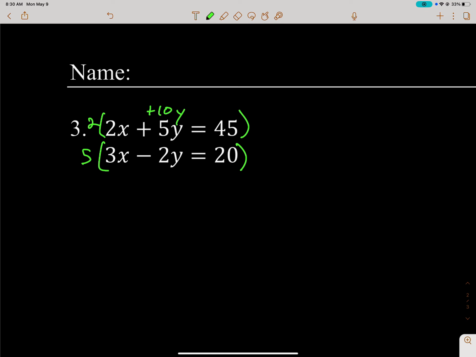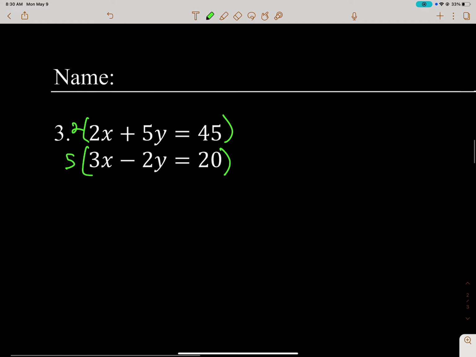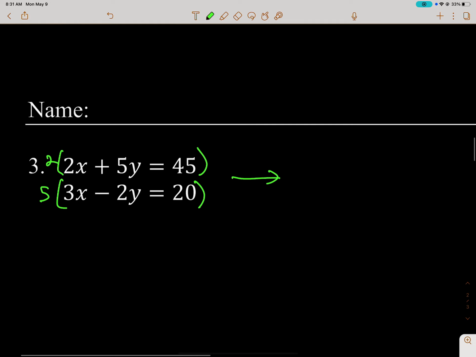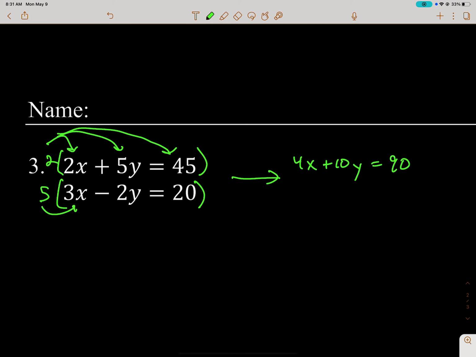I'm going to think ahead here for a second. If I multiply the bottom by 5, I'll get a negative 10y. Then these will eliminate because they will be opposite. So that's why I chose those numbers. So I'm going to rewrite my system, multiplying by the 2 to every part of this first equation. So I get 4x plus 10y equals 90. Here I'll multiply the 5 to each part. I get 15x minus 10y equals 100.